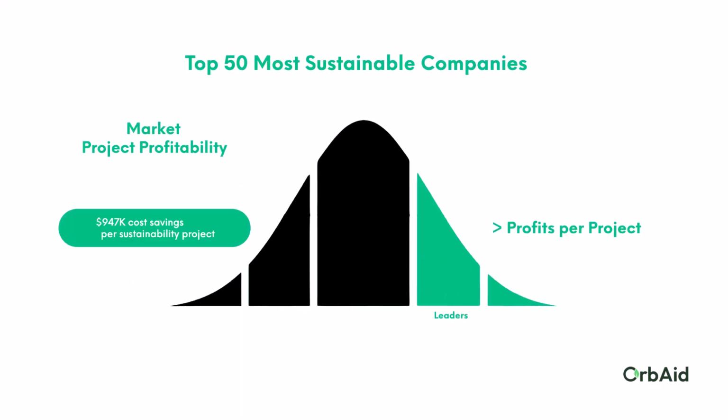A growing number of companies are quantifying their sustainability project metrics. More granular project metrics present opportunities for leaders to pinpoint and prioritize sustainability projects that increase both environmental impact and business profits. The top 50 most sustainable companies averaged $947,000 in cost savings per sustainability project. Simply put, the top 50 companies make greater profits per project versus the next 50 companies in all industries researched.